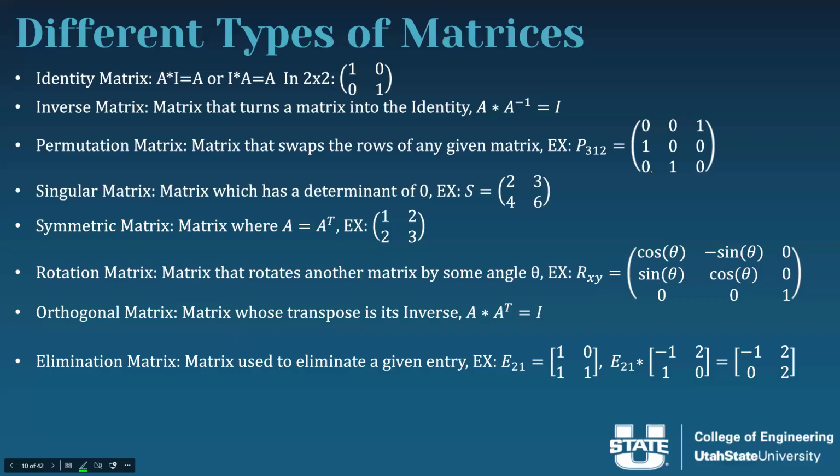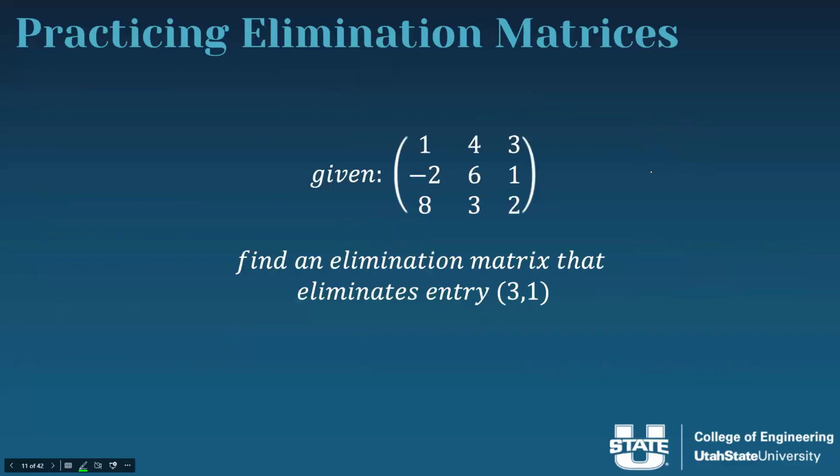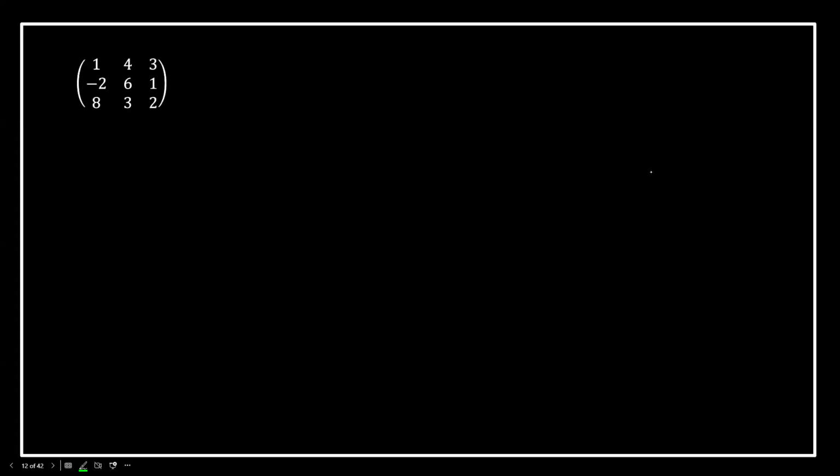So, if we're good, we can go into the elimination matrix. We want to find a matrix that eliminates the entry (3, 1) in this matrix. So really, we want to find some matrix that gets rid of this 8. We want to make that a 0.